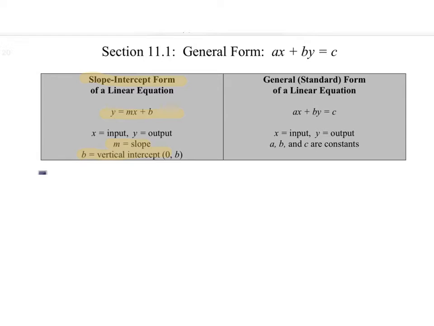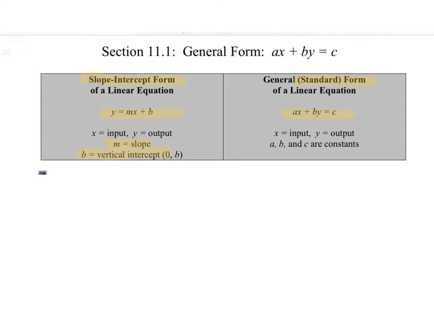So we have another particular format that is called standard form. Standard form is when you have your x and your y term on the same side. So we have x and y on the same side: ax plus by equals c. A, B, and C are constants, but they also have to be whole numbers, and A has to be positive to officially be in standard form.